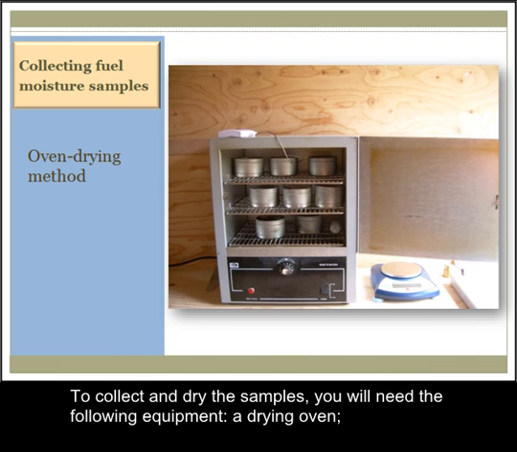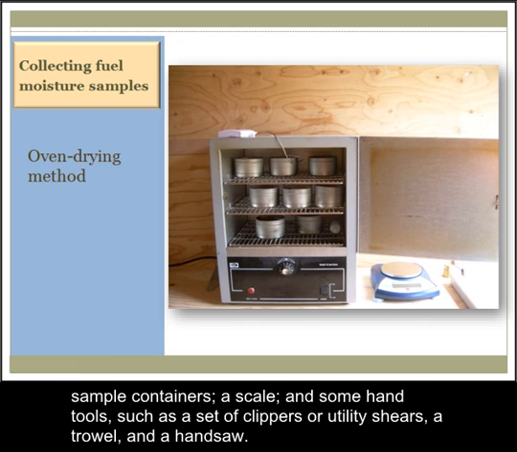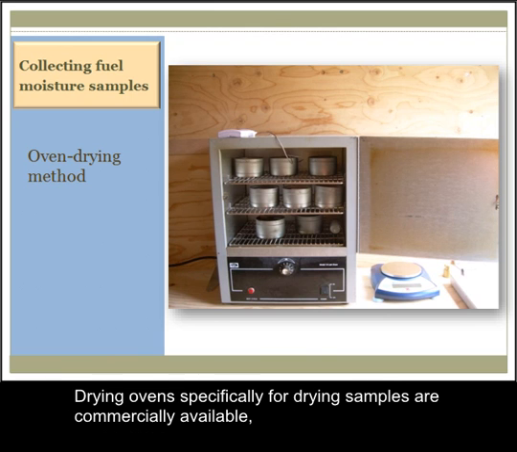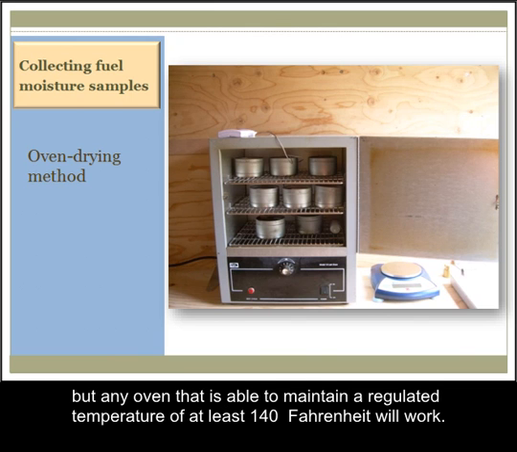To collect and dry the samples, you will need the following equipment: a drying oven, sample containers, a scale, and some hand tools, such as a set of clippers or utility shears, a trowel, and a handsaw. A cooler makes a handy case for your field equipment and provides a protected environment for the samples. Drying ovens, specifically for drying samples, are commercially available, but any oven that is able to maintain a regulated temperature of at least 140 degrees Fahrenheit will work.